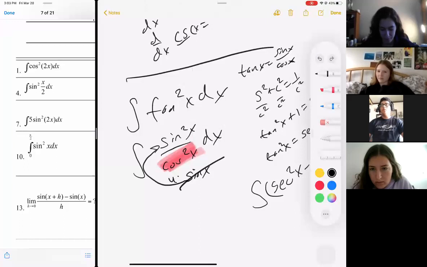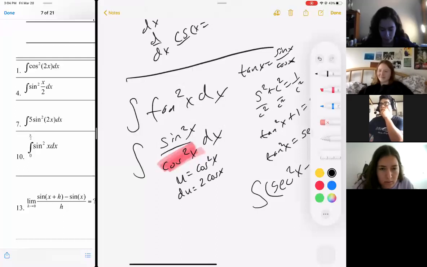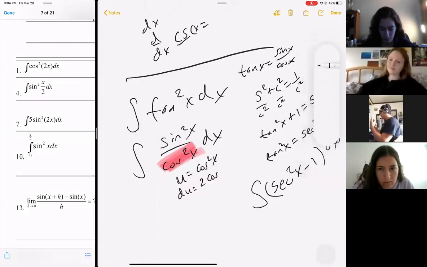Can you be cosine squared? Try it. U is equal to cosine squared x. Du is equal to 2 cosine x times the derivative of cosine, which is sine x. That doesn't look like sine squared. So u substitution doesn't work. Darn it, I tried 2 different things already.